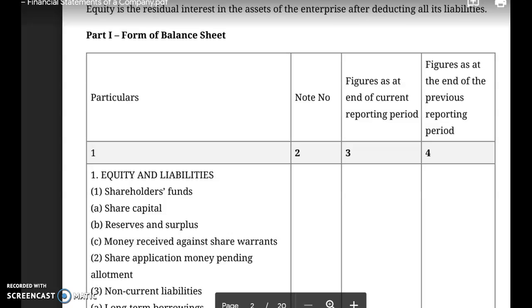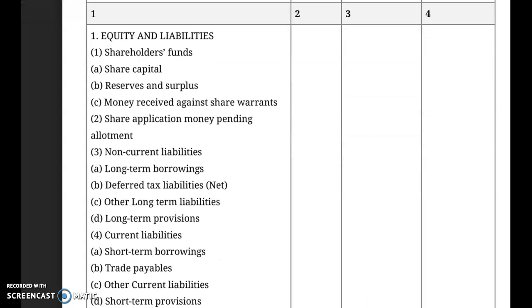Second column is the note number. The note number will be given, and the notes are given after the balance sheet. In the third column, the figures at the end of the current reporting period, meaning current year figures, will be given, and in the last column the figures at the end of the previous reporting period, or the previous year, will be given. Now how will the information be recorded? Here, for example, equity and liabilities is given.